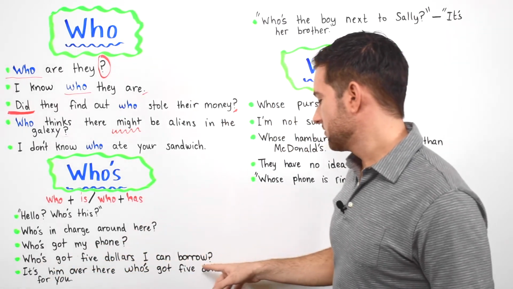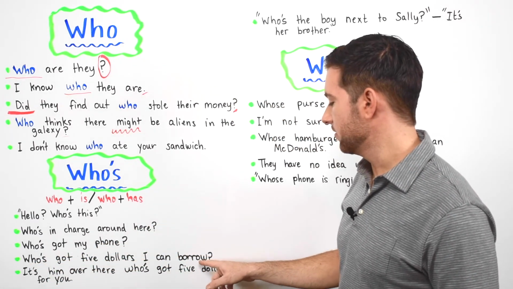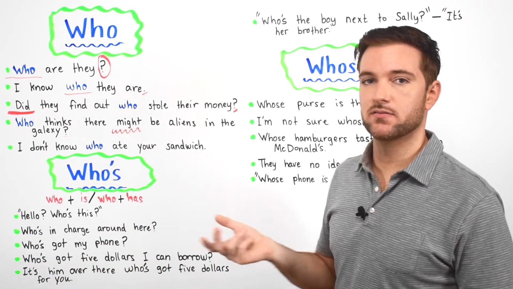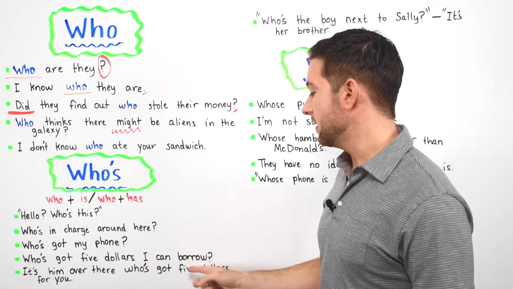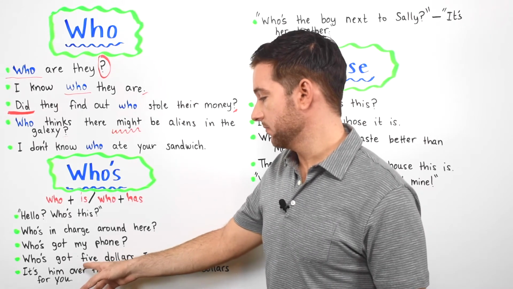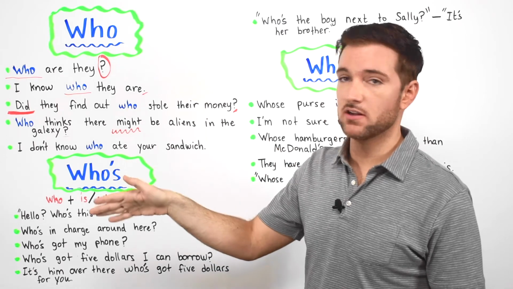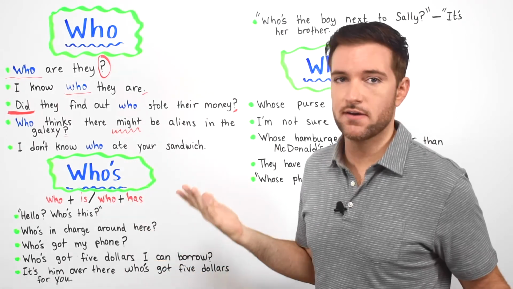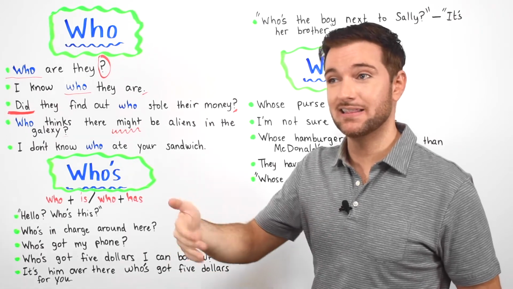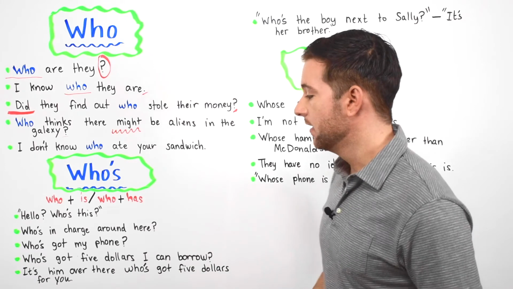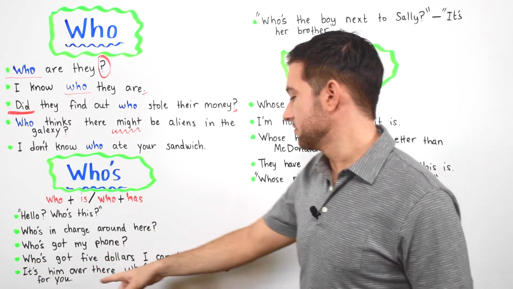So let's go to the next one. Who's got $5 I can borrow? Okay. Who's got $5 I can borrow? Borrow means to take money from somebody, but you're going to give the money back. Okay, so who's got $5 I can borrow? You take the $5 now, but let's say later you give the $5 back to the person. Okay, so who's got $5 I can borrow right now? Okay, I will give it back to you later, right? And finally we have, it's him over there who's got $5 for you.